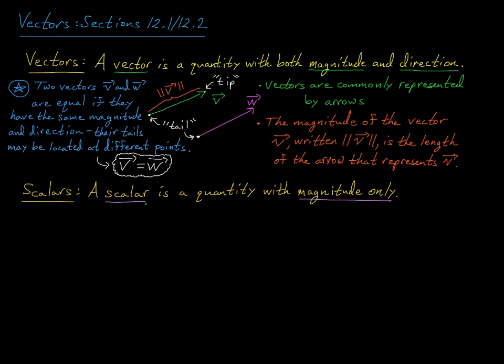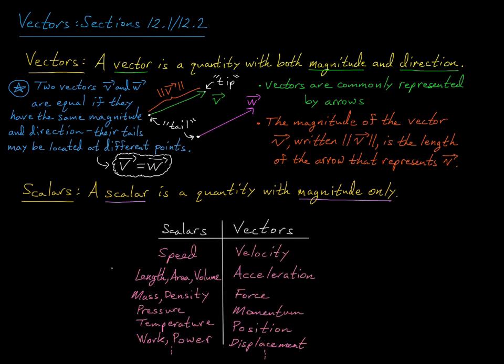All right, now I'm going to contrast vectors that have both magnitude and direction to what we'll call scalars. A scalar is a quantity with magnitude only. Here are some examples of common scalars and common vectors. Speed tells you how fast you're moving, but it doesn't indicate the direction in which you're moving, so speed is a scalar quantity. Whereas velocity tells you how fast you're moving and indicates the direction in which you're moving. So velocity is a vector quantity.